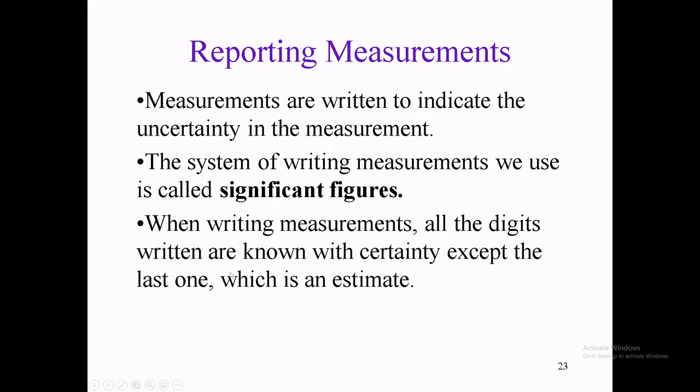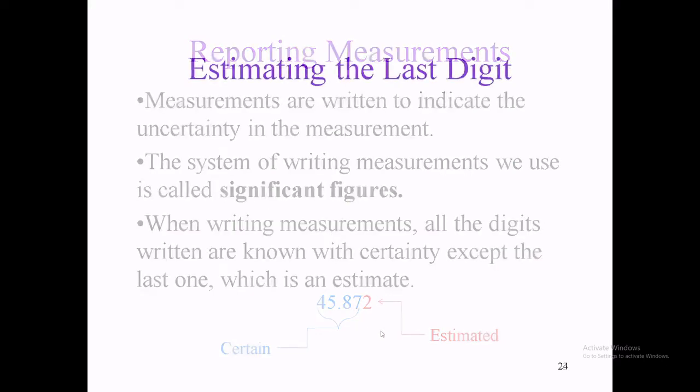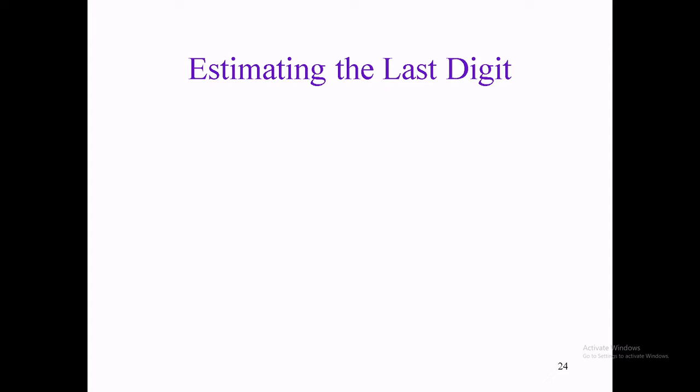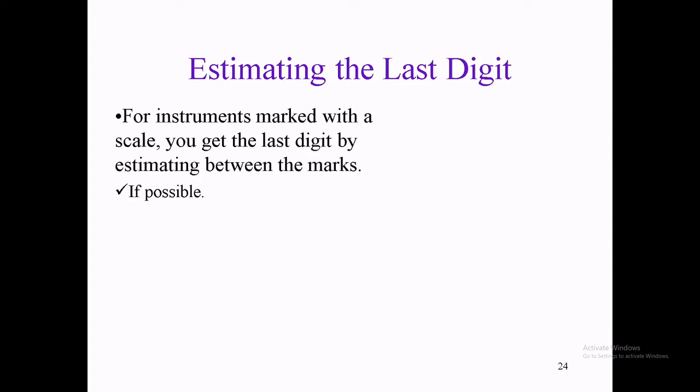When writing measurements, all the digits written are known with exact certainty except the last one, which is an estimate. So we're going to finish off our number with an uncertain value. In this case, if we have 45.872, the 45.87 is known with absolute certainty, and this 2 here is an estimate. This number may not be exactly 2.